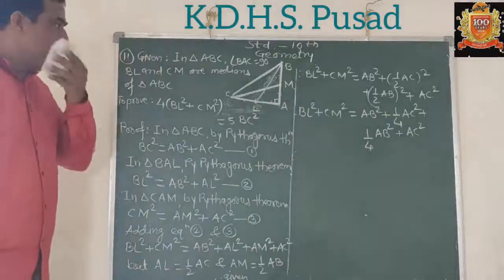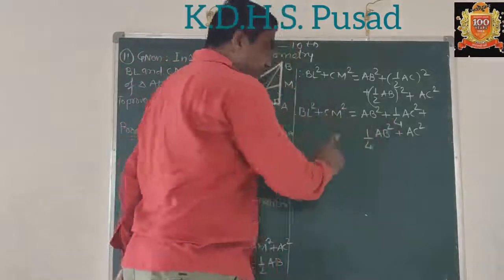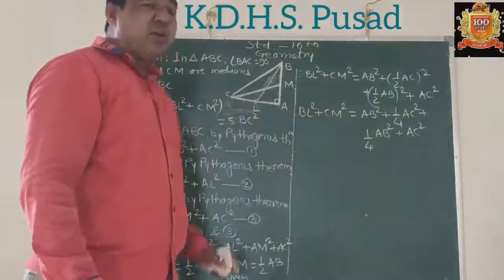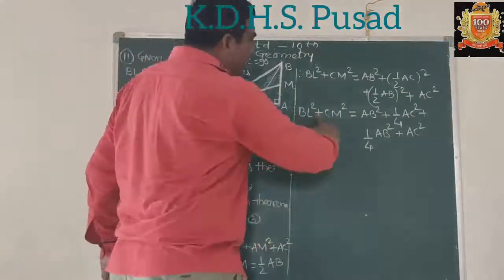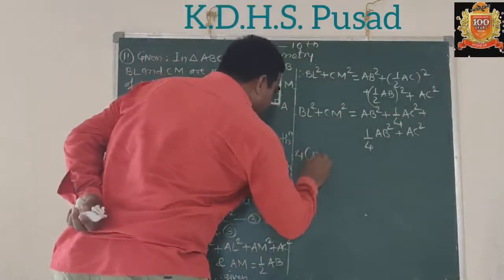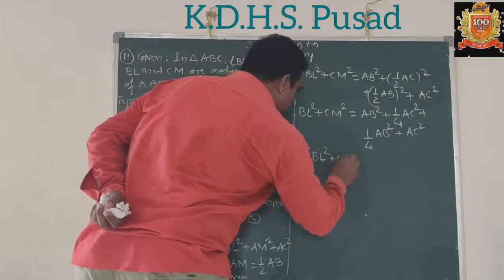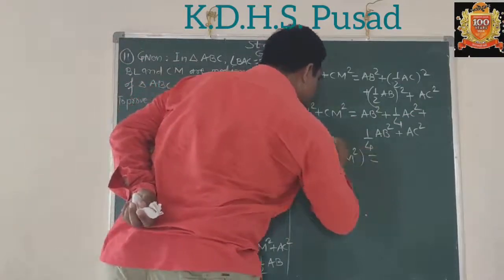Now further, we have denominator 4 two times. So the LCM of the denominators is 4. So multiply all the terms by 4. If we multiply this by 4, we get 4 into the bracket BL square plus CM square on the left side.